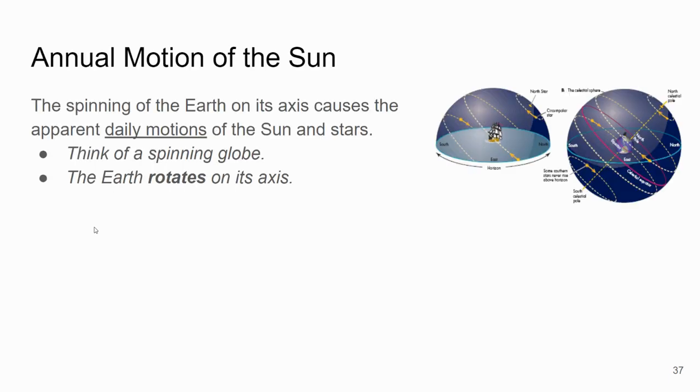So those are the daily motions of the sun and stars, and those are all due to the Earth's rotation on its axis. So if we were actually there in class, I would pick up a globe at this point and spin it and show you that, yeah, the Earth is spinning on its axis. Hopefully you know this by now. So those are the daily motions. The daily motion is the Earth spinning on its axis. And we call this motion rotation. So the Earth spinning on its axis is rotation.